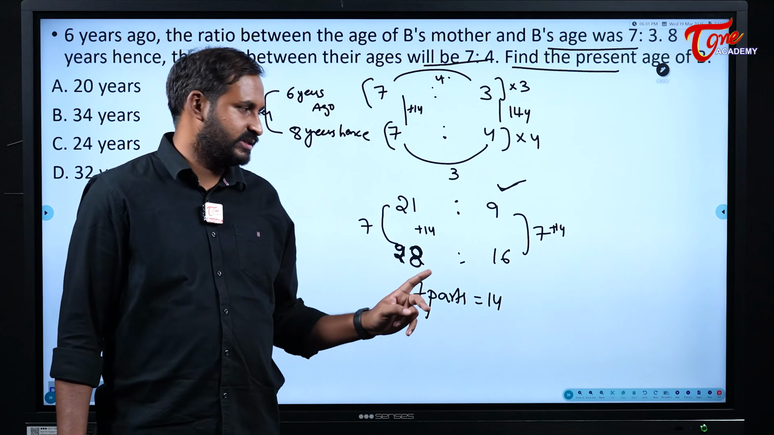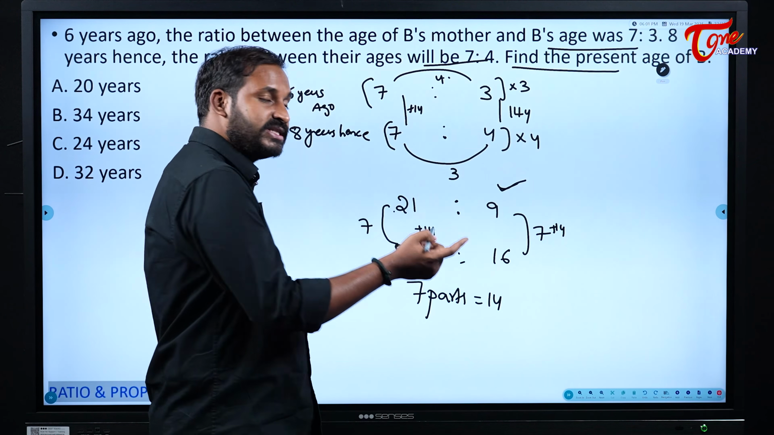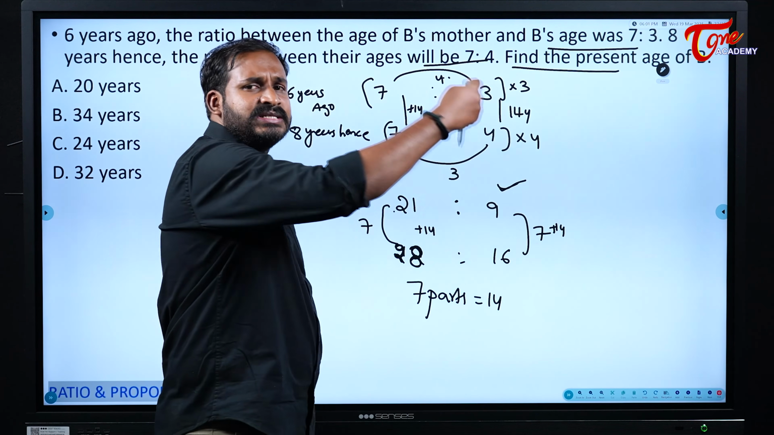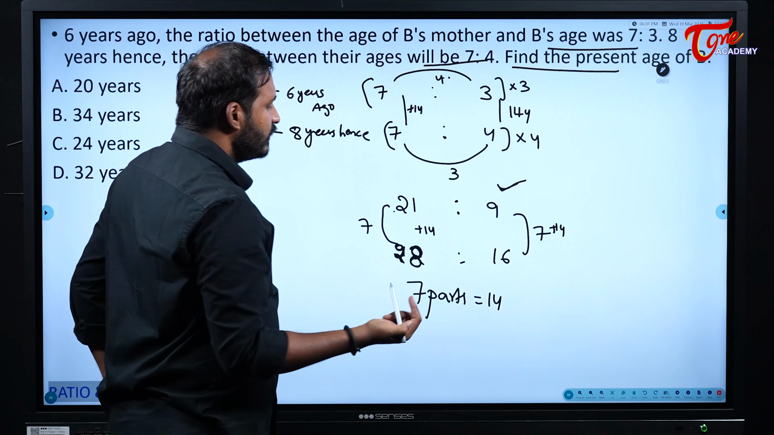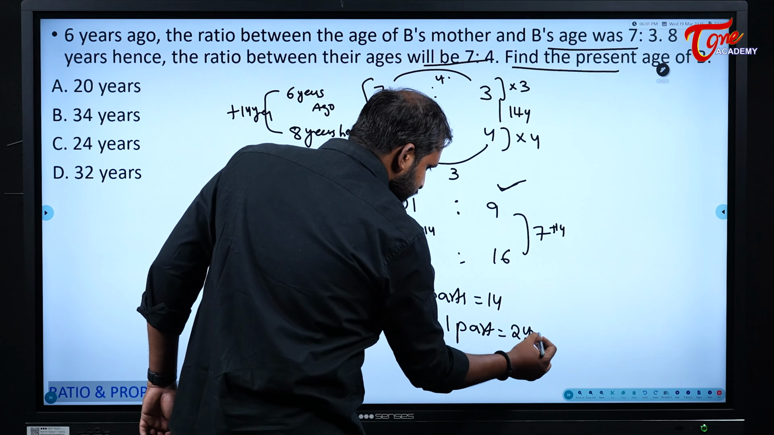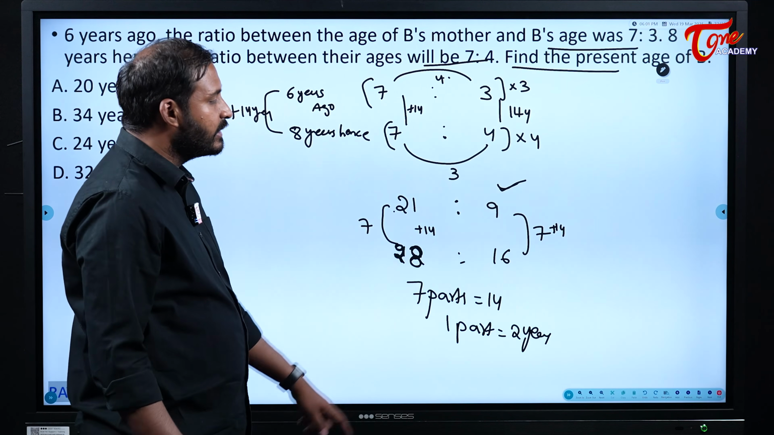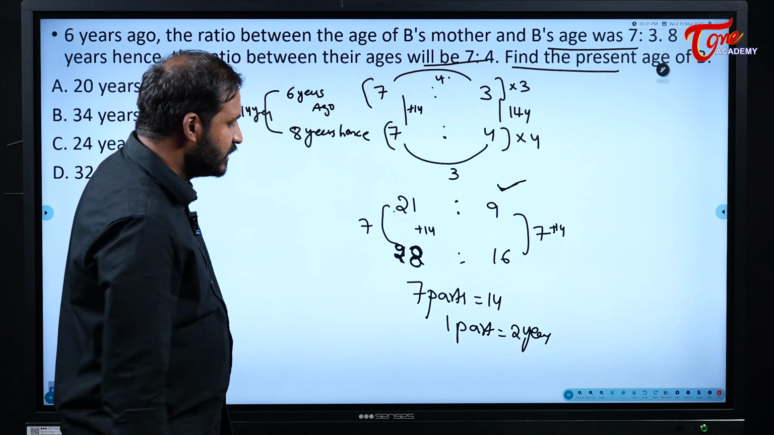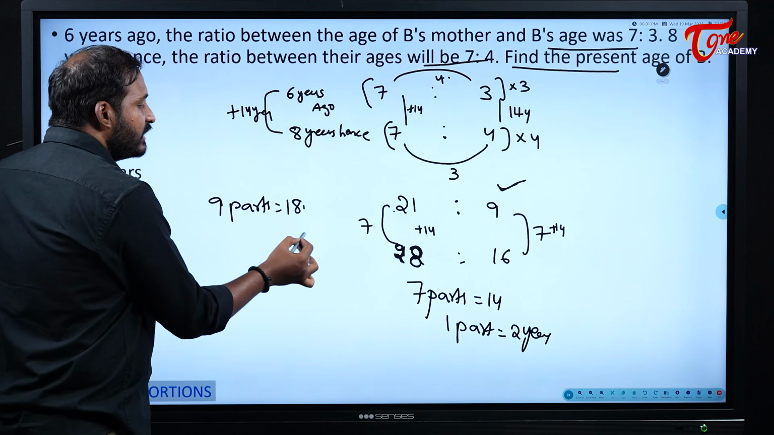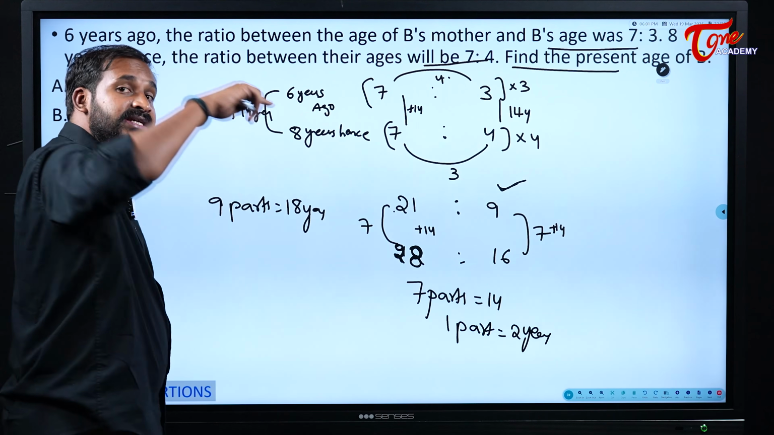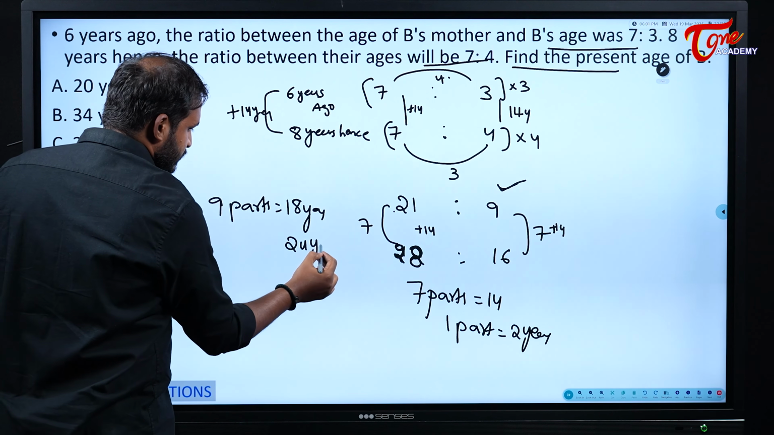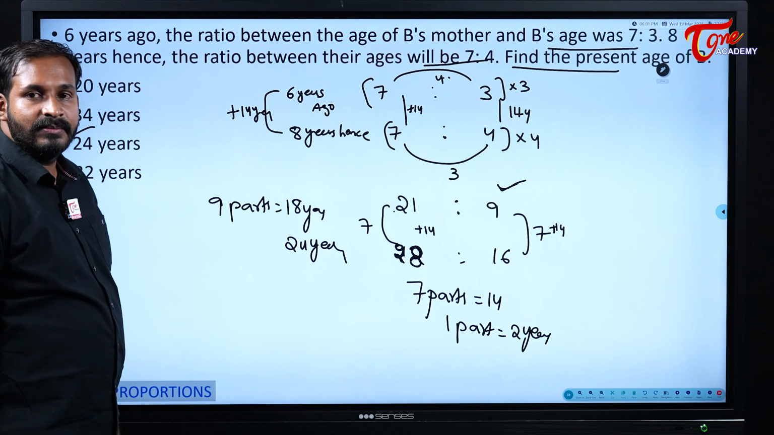You can do it in two different ways. The first ratio is 6 years back, and the second one is 8 years after. See here, 7 parts is 14 years, so 1 part becomes 2 years. So 6 years back, B's age is 9 parts, which will become 18 years. But this 9 parts is when it is 6 years back. So the present age is 18 plus 6, 24 years. So B's age is 24 years.